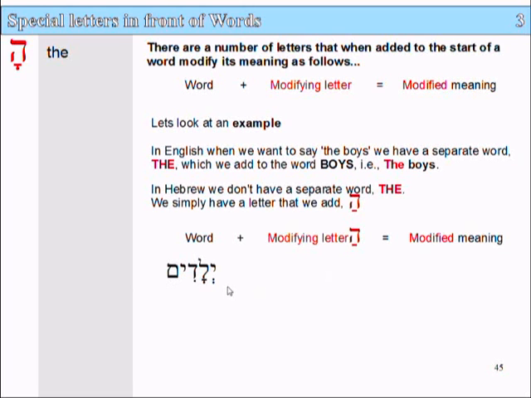For example, the word yeladim, which can mean boys or children. Yeladim plus the letter hey, and we get the modified meaning. Ha yeladim, the children, or the boys. So the word yeled means child or boy, and yeladim means children or boys. Yeladim, it's plural. And ha yeladim means the boys or the children.